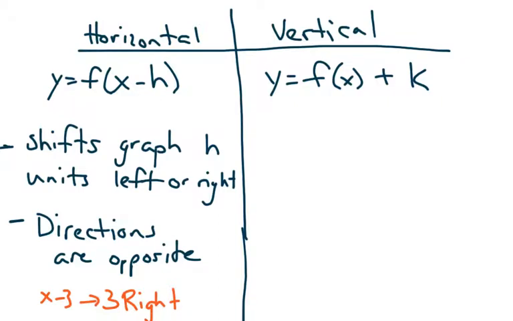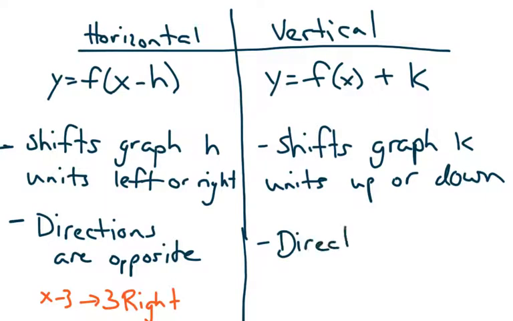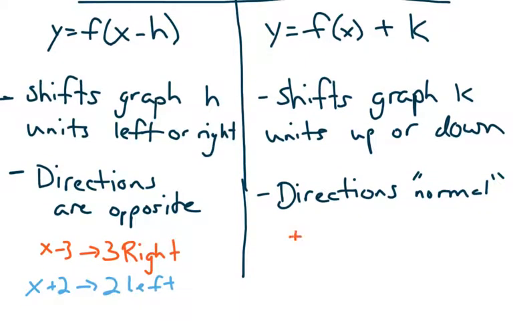Okay, so with vertical shifts, or vertical translations, the k value shifts the graph k units, and since it's vertical, we're going up or down. With vertical translations, the directions are "normal," meaning that if we had a plus, that means up, and if we had a minus, that is down.